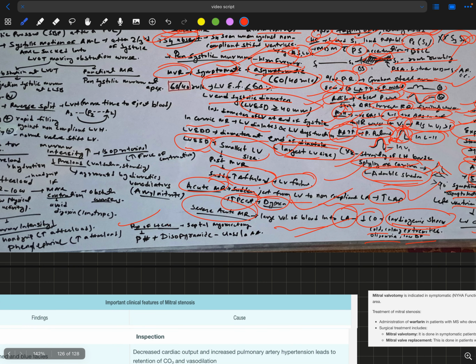So treatment of hypertrophic cardiomyopathy is septal myomectomy, beta blocker or calcium channel blocker, or disopyramide, a class 1A antiarrhythmic.